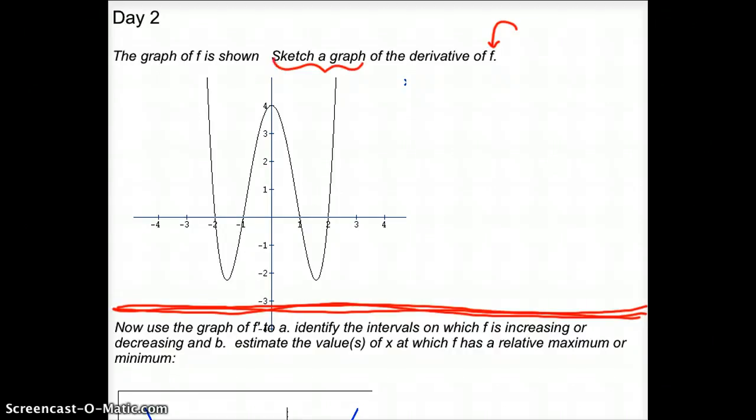Right here, my derivative is very negative, very negative, less negative, 0. So I've told you to put dots on there. But now just stop for 1 second. On the derivative graph, the x-intercepts are really going to represent what part of the original graph? The extrema. Yeah, the relative maxes and mins.